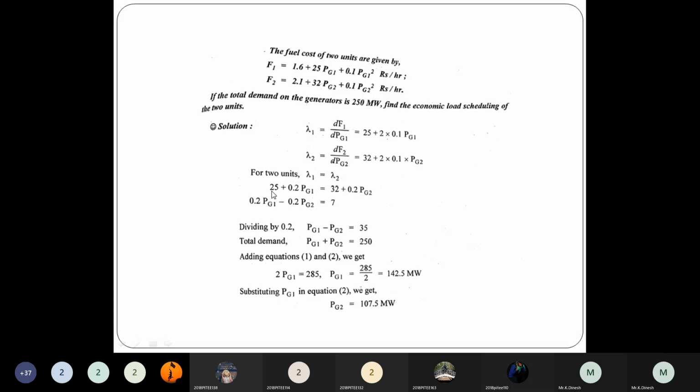32 minus 25. So I have to bring my 25 here. So already positive here. If I am right hand side, it is negative. So 32 minus 25, 7.